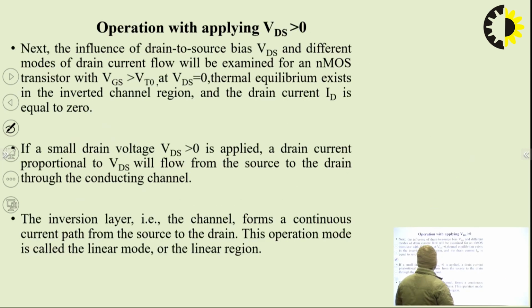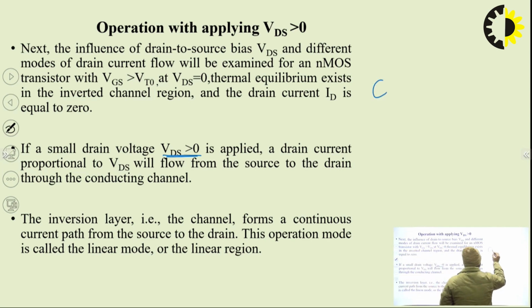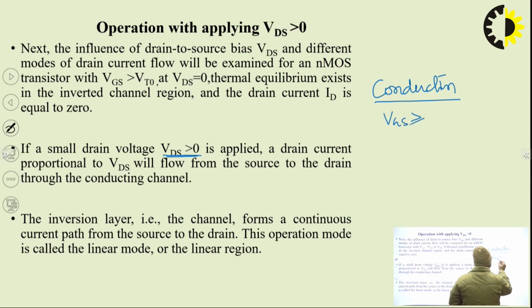So, for the conduction of the MOSFET, we have to apply VDS greater than 0 along with VGS greater than 0. To have some current in the MOSFET, we need VGS greater than or equal to VT naught as well as VDS greater than 0.